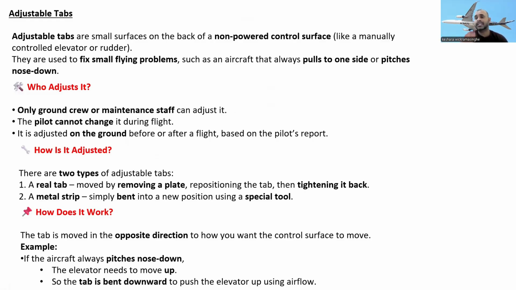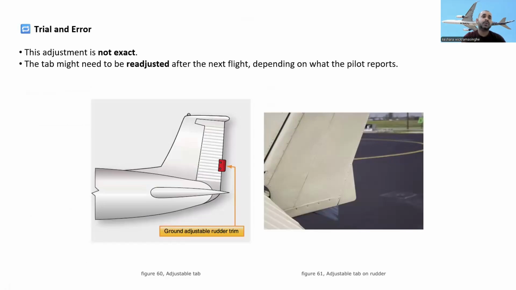Remember, the key point is that an adjustable tab can be changed only on the ground. Pilots cannot change the position. And now the trial and error: this adjustment is not exact. The tab might need to be readjusted after the next flight depending on what the pilot reports. Okay, so ground adjustable trim tabs here.